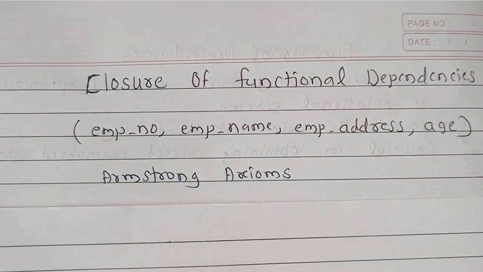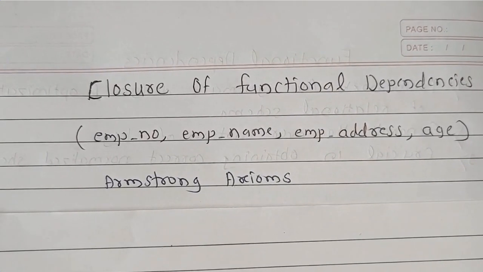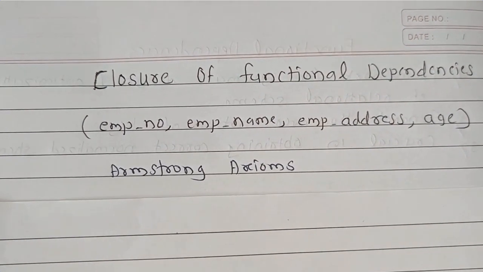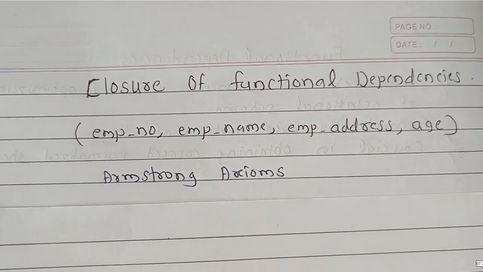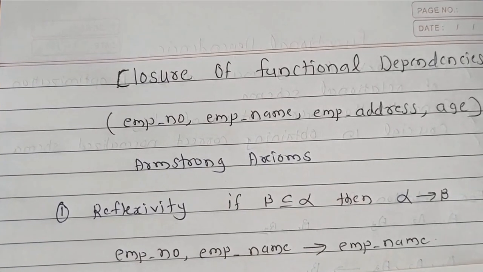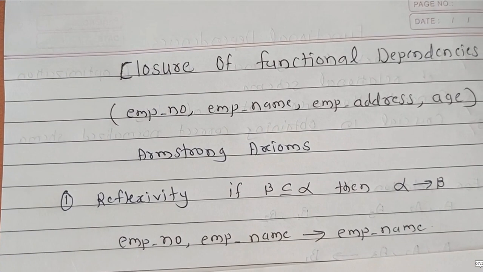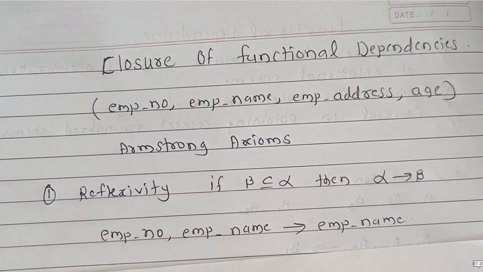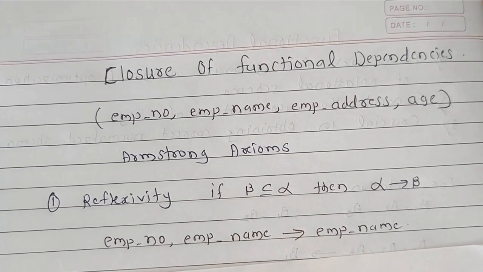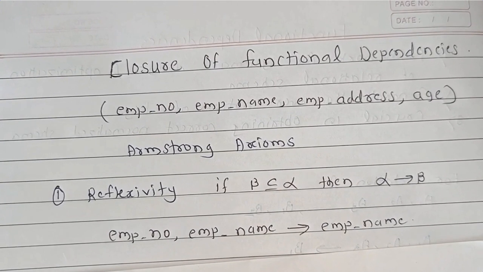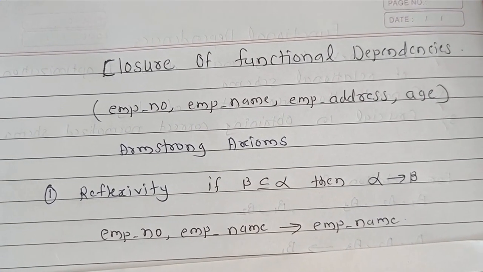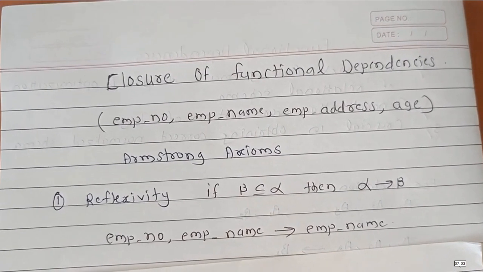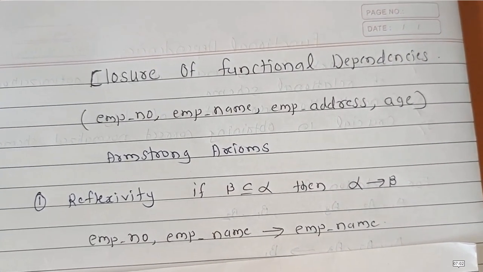To find the closure of the given functional dependencies, now here the employee relation attributes are given, we need to apply Armstrong axioms. The first Armstrong axiom is reflexivity. If beta is a subset of alpha, then alpha implies beta. Here, employee number and employee name uniquely determine the employee name, where the employee name is a subset of the left hand side set.